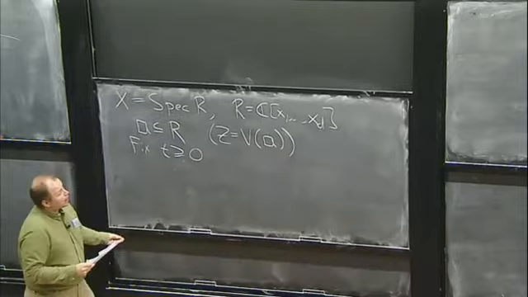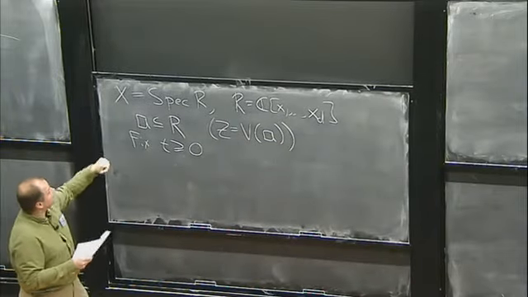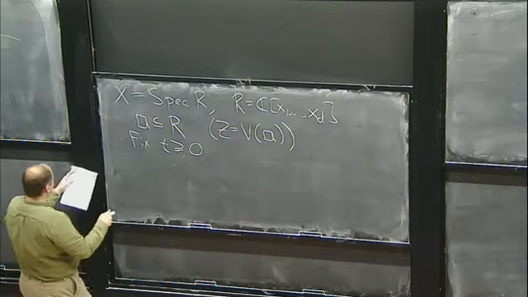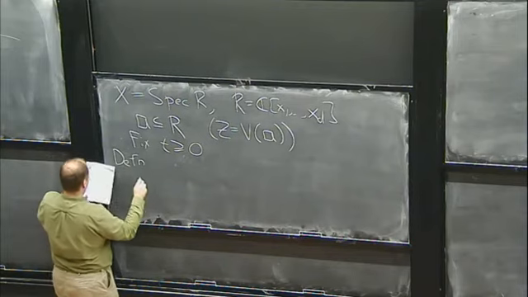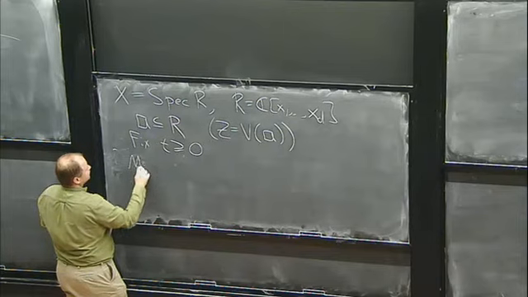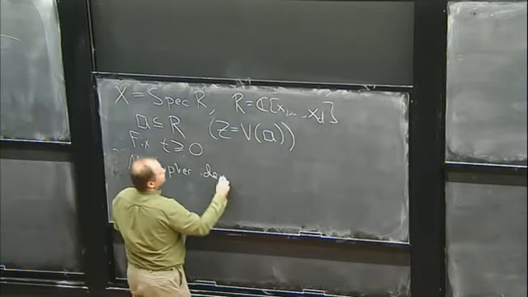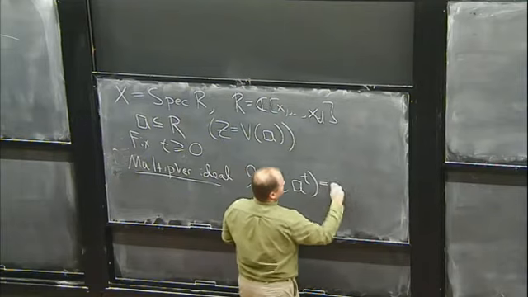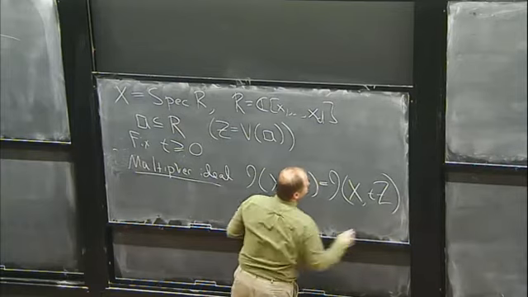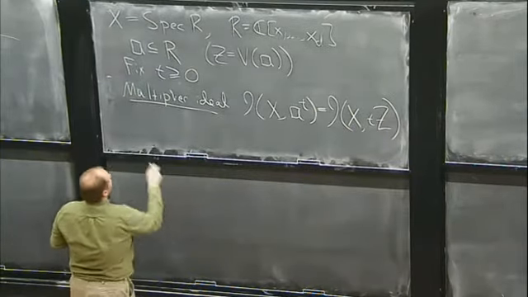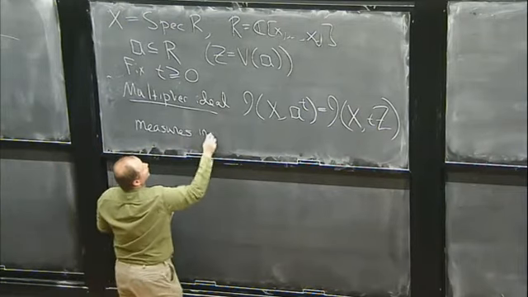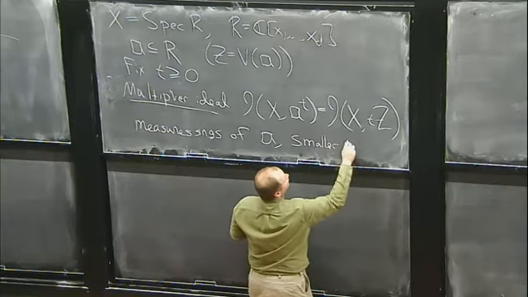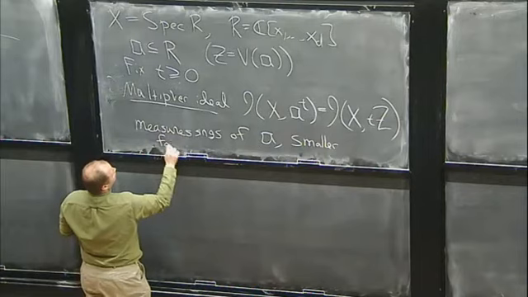With this setup, I'm going to define the multiplier ideal, which is going to be some ideal inside R, which is going to tell me something about the singularities of Z, or the singularities of A. The multiplier ideal of A to the t, or sometimes it's also written as the multiplier ideal of (X, tZ), measures the singularities of A, and it's smaller for more singular Z.